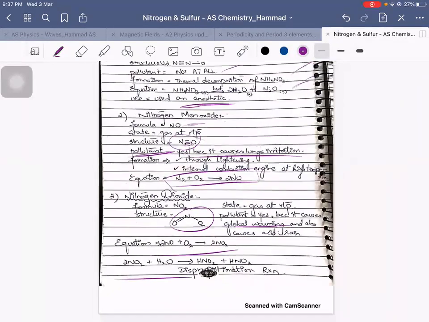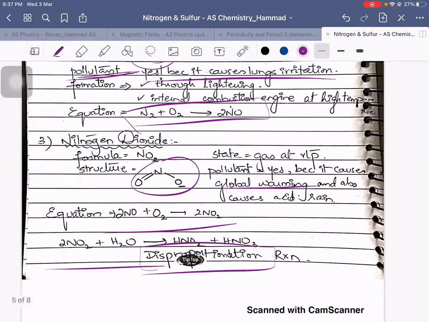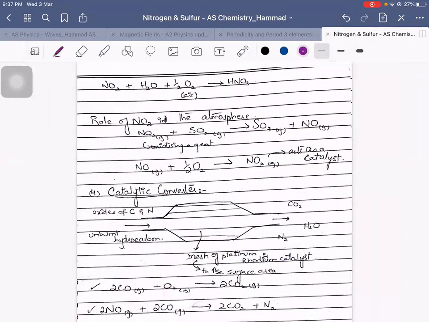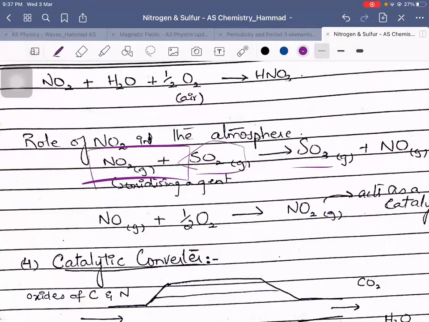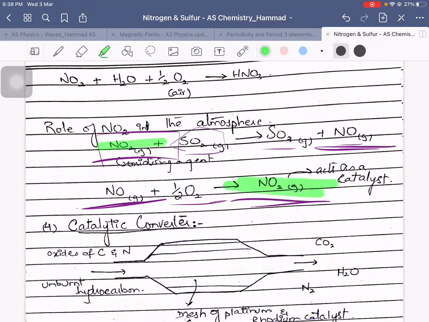Equations again are important. Whenever a reaction in which an element undergoes oxidation and reduction both would be called a disproportionation reaction. Right? By the way, this reaction we have done before. NO2 when reacts with SO2 gives you SO3 plus NO. This NO further being an intermediate reacts with oxygen in the atmosphere to form NO2. If you check it out, NO2 is acting as a catalyst here.